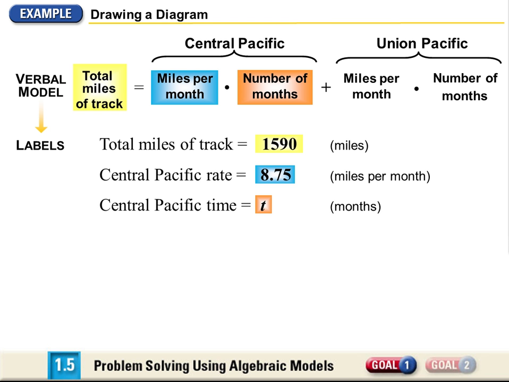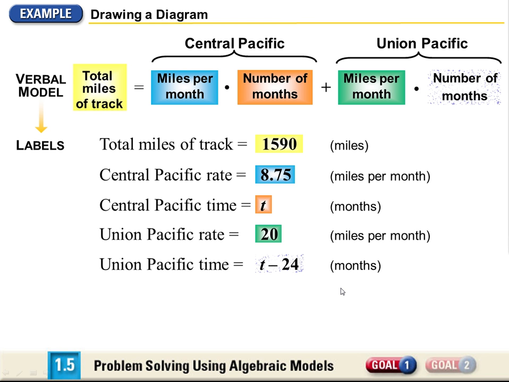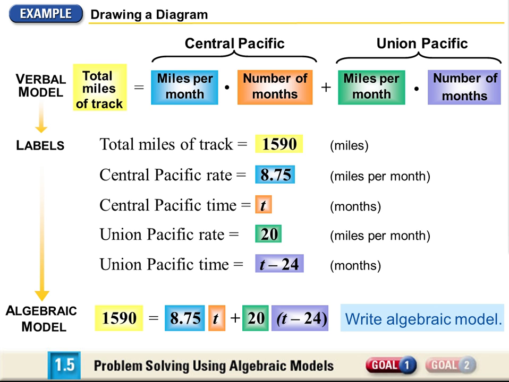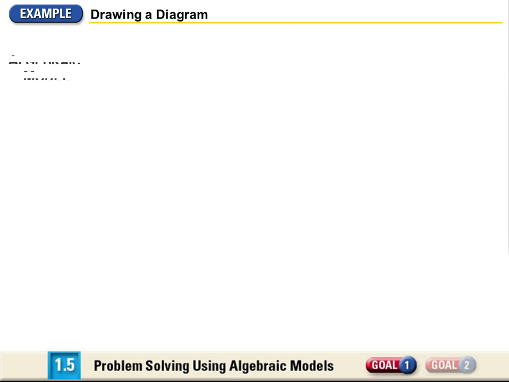Now, what about the number of months? Remember that we said they started 24 months later. So if T represents the number of months that the Central Pacific got to build, then for Union Pacific it's T minus 24, because they didn't get those first 24 months to build, right? Now I can plug that in up there and we've got an algebra problem that's not that hard. We can forget about the story and shift into algebra mode and solve it.